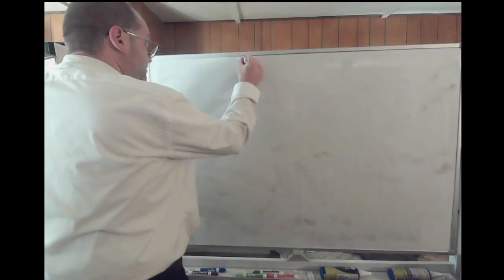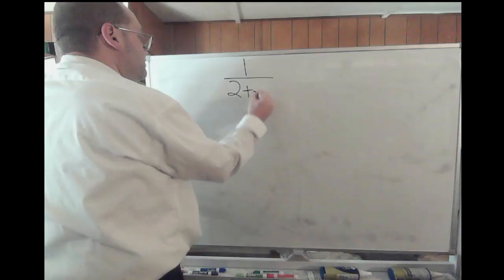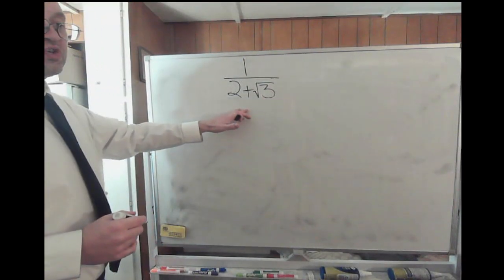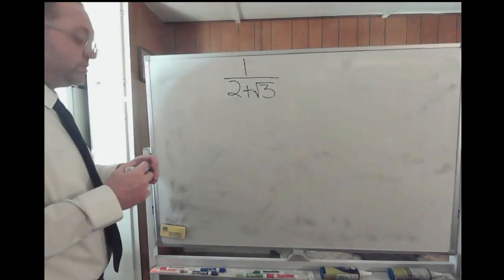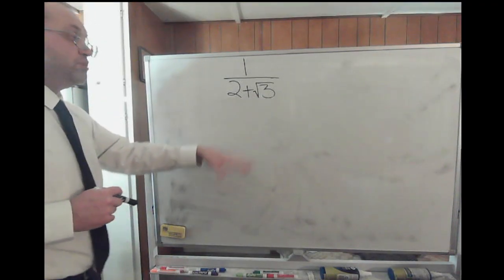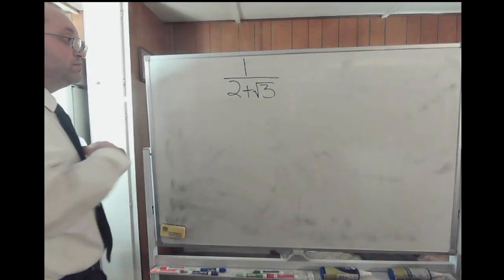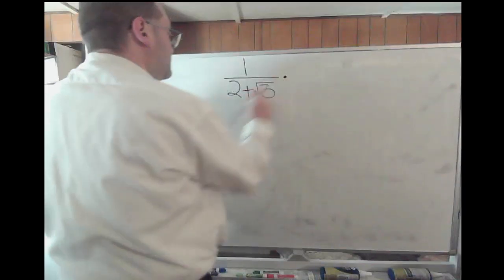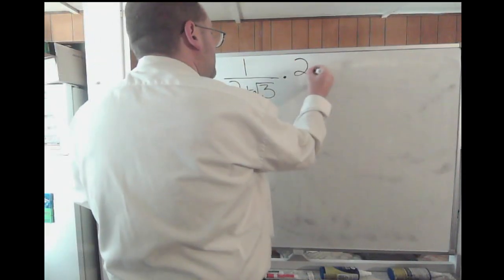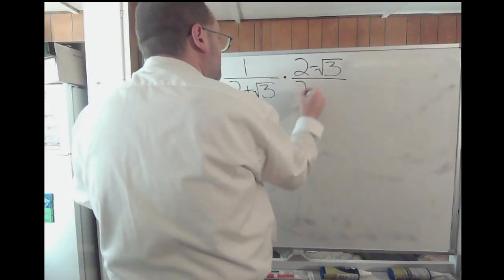Alright, we have 1 over 2 plus the square root of 3. Well, we have that radical in the denominator. You need to multiply both numerator and denominator by the conjugate to get rid of that square root. The conjugate of 2 plus the square root of 3 would be 2 minus the square root of 3. So you multiply both numerator and denominator by 2 minus the square root of 3.